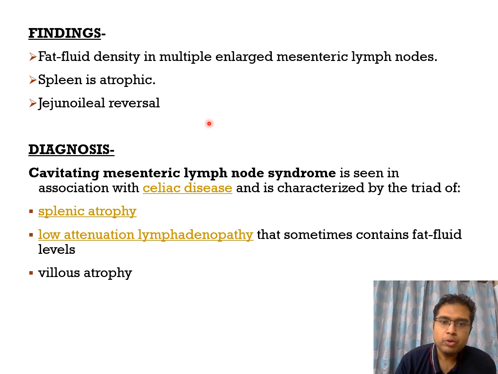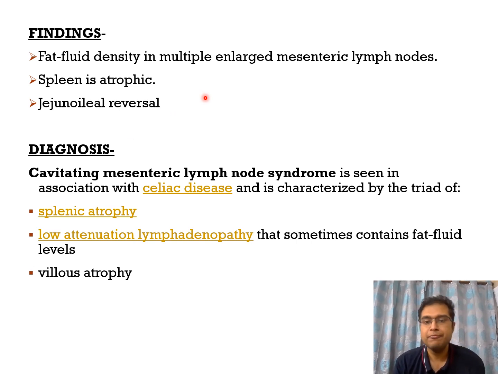So, fat fluid density in multiple enlarged mesenteric nodes, splenic atrophy, and jejuno-ileal reversal. The diagnosis is actually celiac disease, and this is called cavitating mesenteric lymph node syndrome, which is characterized by the triad of splenic atrophy, low attenuation lymphadenopathy that contains fat fluid levels, and villus atrophy.